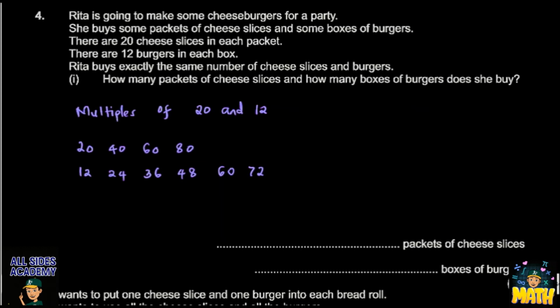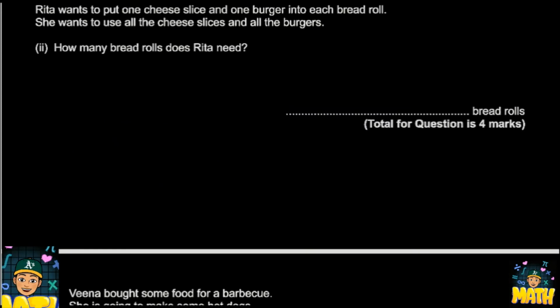So already we have multiples that appear to be the same. So we consider the number of packets. For the cheese slices, we will have 3 packets, which gives us 60 of them. And for the burgers, we'll have 5 packets, which will give us 60 of them. So 3 packets of cheese slices and 5 packets of burgers.